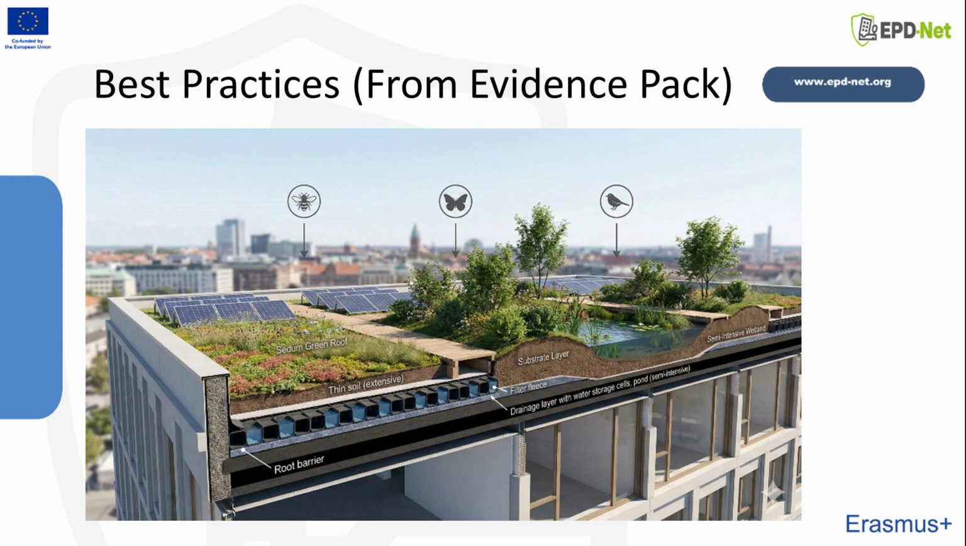Both cases also show that success is multidimensional. Resident use, biodiversity goals, and water management outcomes can conflict unless you define priorities early. In Malmö's Oh Boy case, the varied substrate depths and wetland roof concept illustrate how design can intentionally create multiple habitat conditions on the same roof.